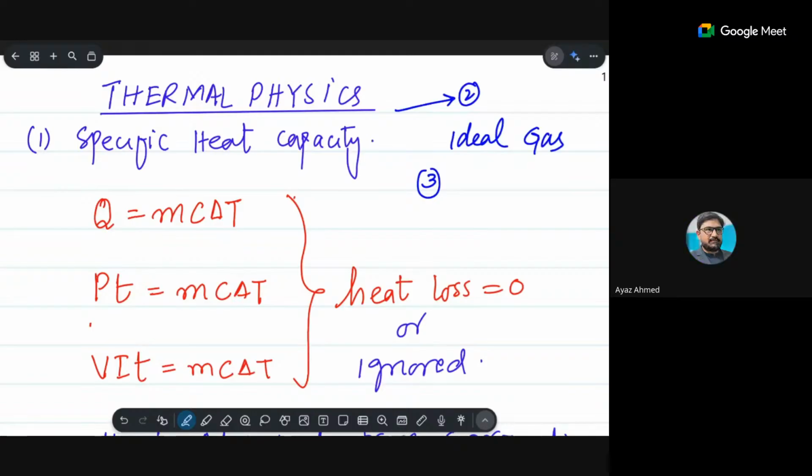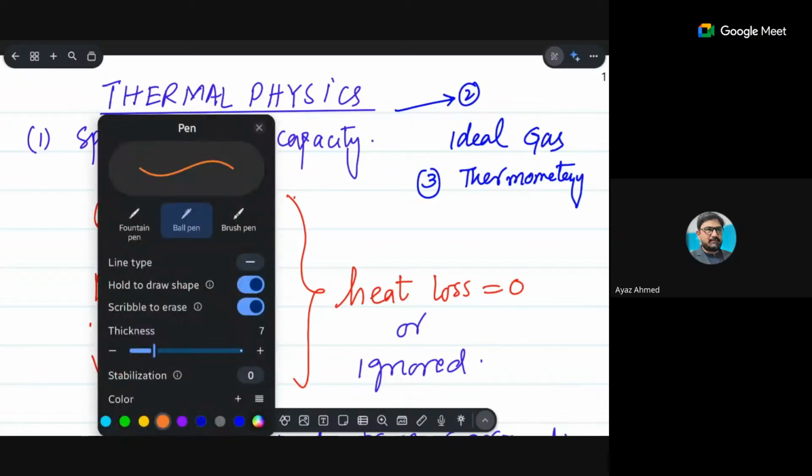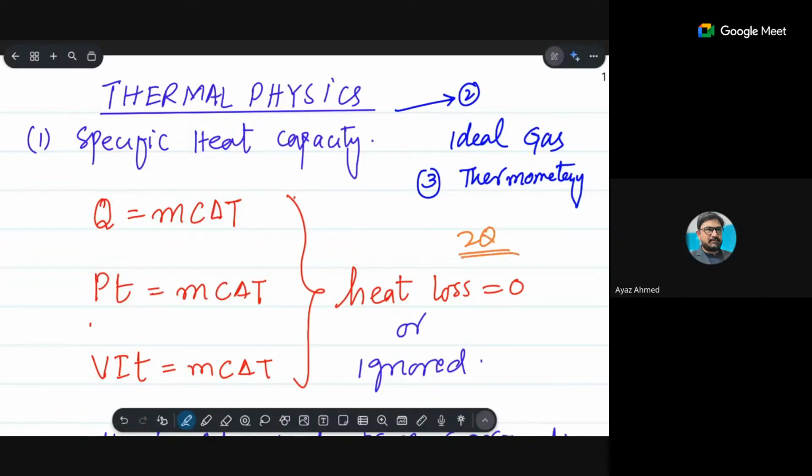Here we go. Actually, I was talking about that. When we talk about thermal physics, we have three main areas to discuss, and there would be two questions from this area. One is the specific heat capacity and thermal properties of the material. This is a very simple topic. Topic number one. The second topic is the ideal gases, and the third topic is thermometry.